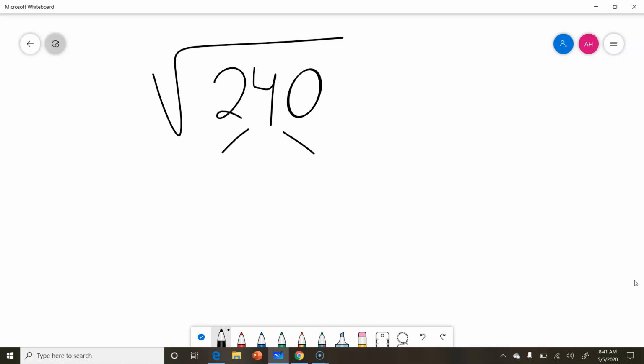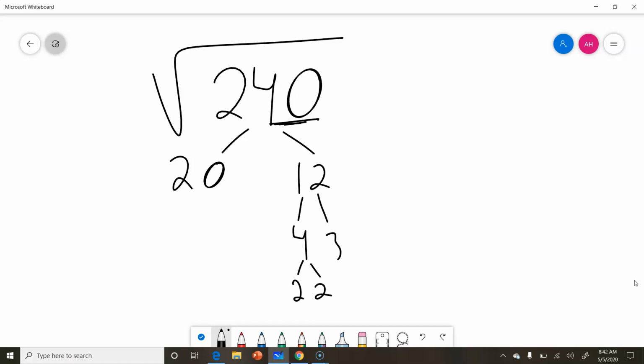So I'm going to say, okay, it ends in a 40, which I know is divisible by 20, right? If it ends in 40, it's a multiple of 20. So I come to my calculator and I type in 240 divided by 20, and I get 12. Okay, so now I just keep going with my prime tree, right? I get 4 and 3, which is 2 and 2. You guys are good at this, right?